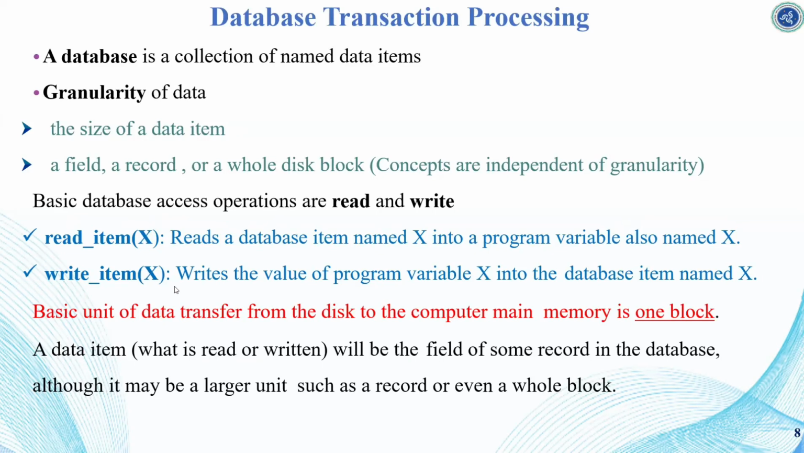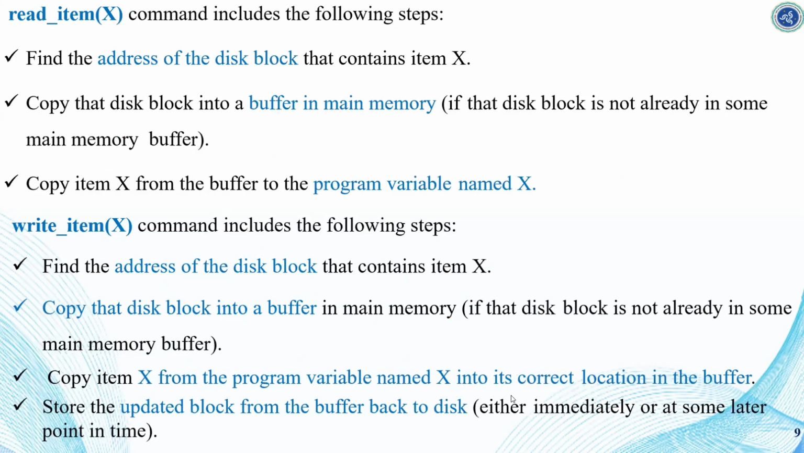What is write item X? That is, we write the value of the program variable X into the database item, which is also named X. The basic unit of data transfer from disk to computer main memory is a single block. So data is transferred from disk to memory in block size. The data item will be a field of some record in the database, although it may be a larger unit such as a record or even a whole block.